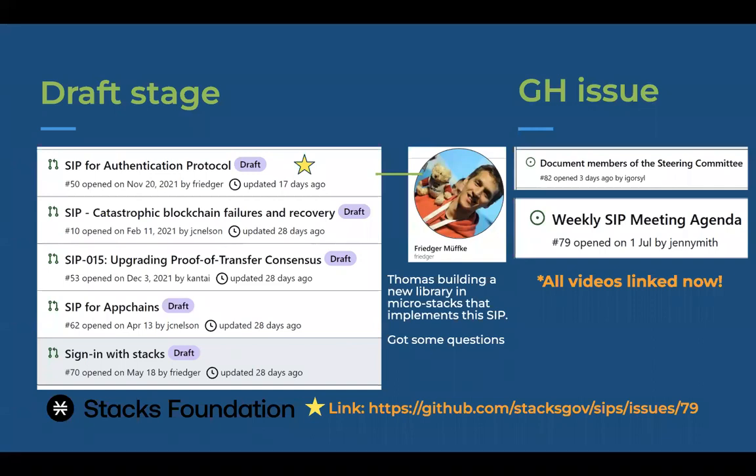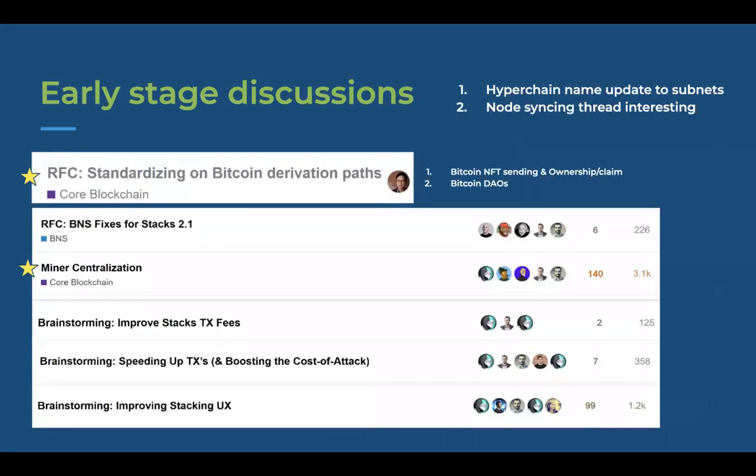All the videos are linked in the meeting notes on GitHub. So if you go to GitHub, under SIP, you'll see an issue, which is a meeting agenda, the weekly SIP meeting agenda. There is where all the notes from every week, all the useful links from every week, and all the videos are linked, you'll find it there. So I'm trying to direct people to GitHub because that's a place where we like to encourage people to get to, as well as the Stacks forum.